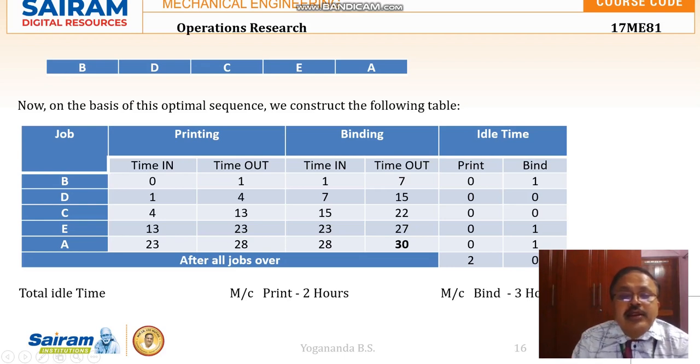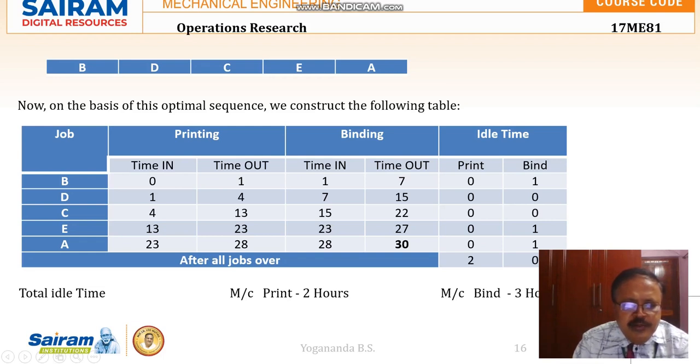So now the idle time. Here 23 minus 23 is 0. Here 27, 28, the difference is 1. After all the jobs are over, the printing machine has finished its job on the 28th hour, but I say that my project is completed on the 30th hour. So for the next 2 hours, the printing machine is kept idle. After all the jobs are over, the printing machine is kept idle for 2 hours.